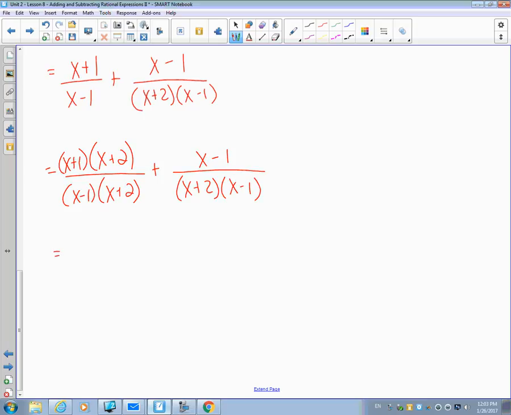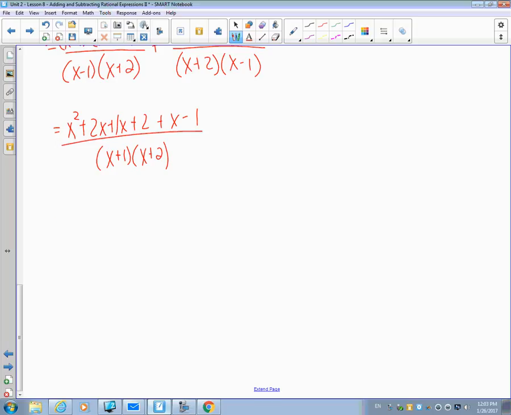When I expand the first part, I'm going to have to FOIL. So x squared plus 2x plus 1x plus 2 plus x minus 1 all over x plus 1 and x plus 2. Let's collect up our like terms. We'll get x squared plus 4x plus 1 over x plus 1 and x plus 2. And x cannot be either negative 1 or negative 2. And that one was a little bit easier actually when we got to it.